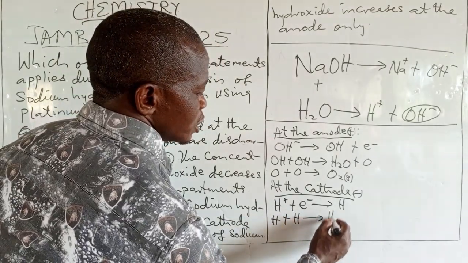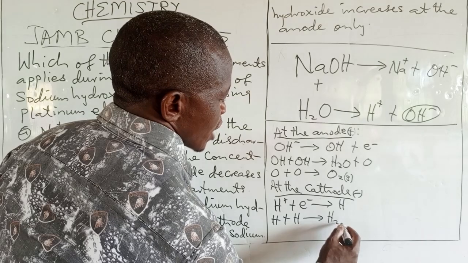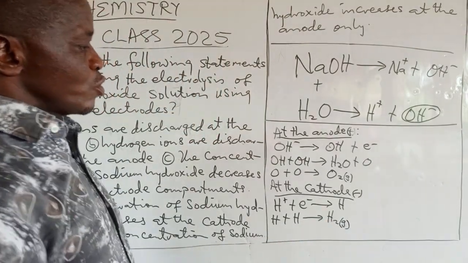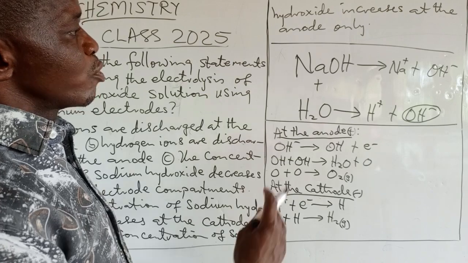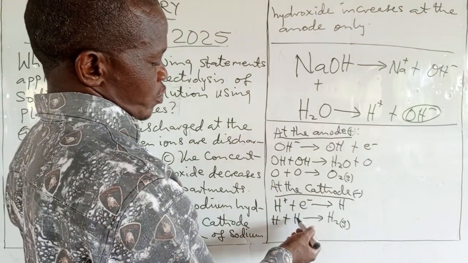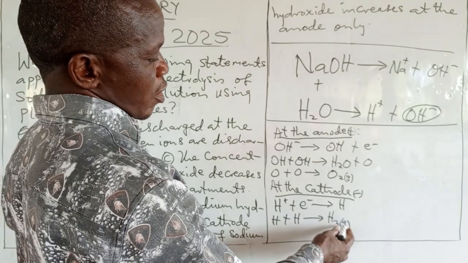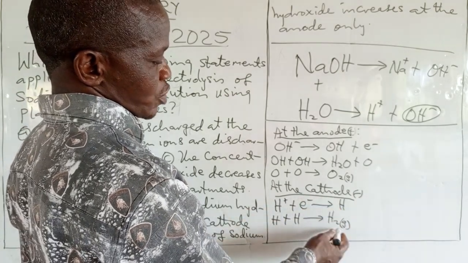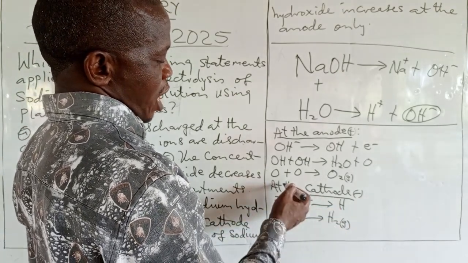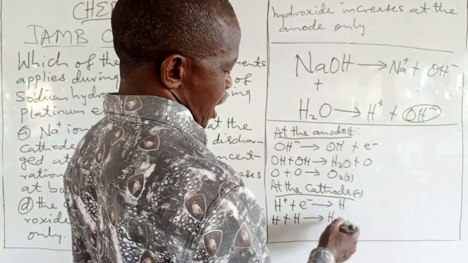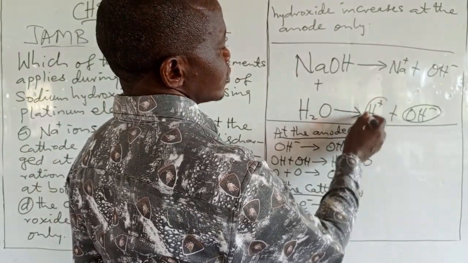Hydrogen gas, which you start seeing bubble out from the electrolyte, from the solution. At the cathode, you see the bubbles of what? Hydrogen gas. At the anode, you see what? Oxygen gas. Now, hydrogen gas is the one leaving.